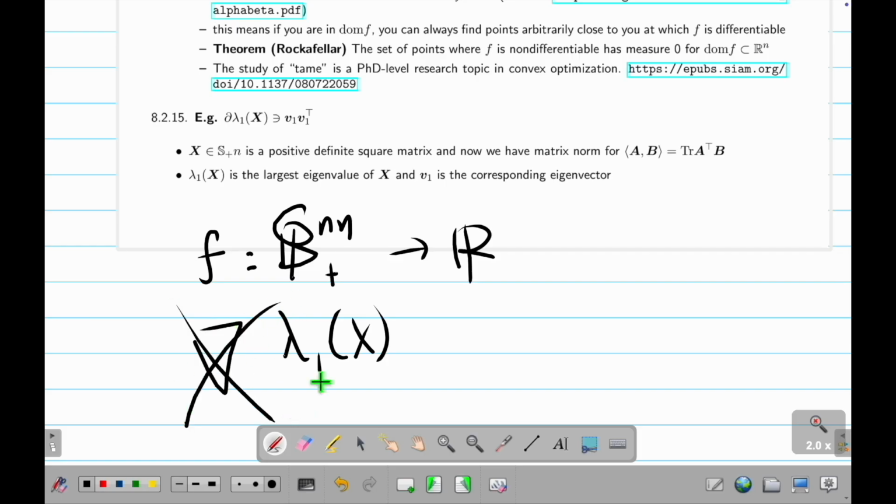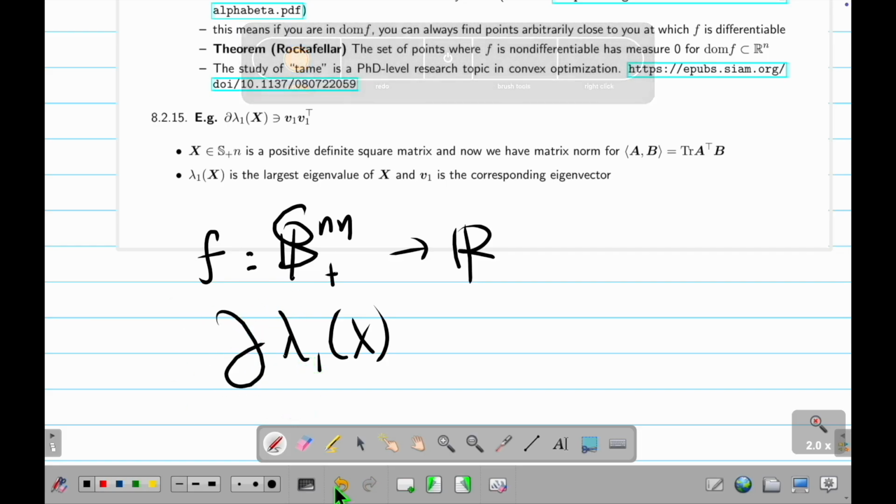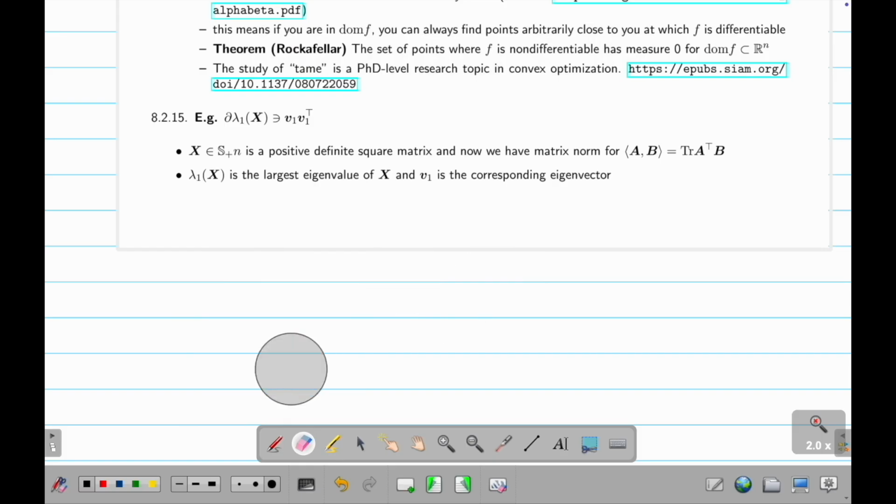This does not exist, so we have to talk about this. Because this is convex, I can talk about this. Now, how will we find the gradient of an eigenvalue? Now things start to become interesting. I made a mistake here, this n should go here. It's a positive definite square matrix, symmetric.